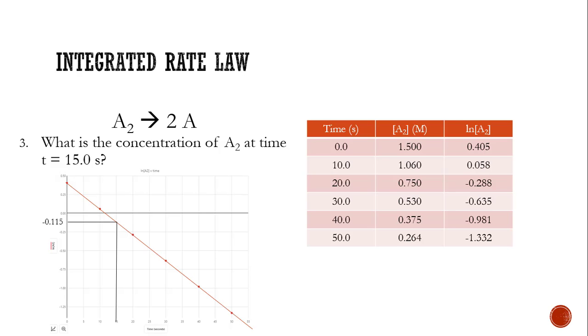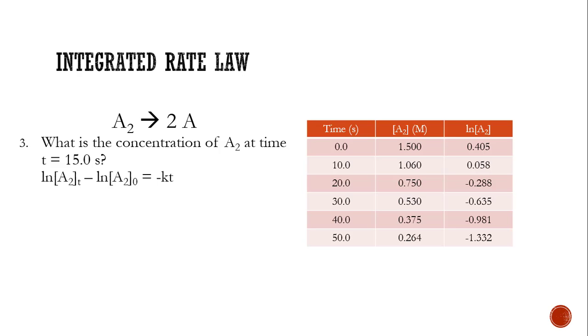And I read this as negative 0.115. So I now know that the natural log of A sub 2 at 15 seconds is minus 0.115. To get the concentration of A sub 2 at 15 seconds, I raise e to the minus 0.115 power. When I do that, I get a concentration of A sub 2 of 0.891 molar. That's doing it graphically.